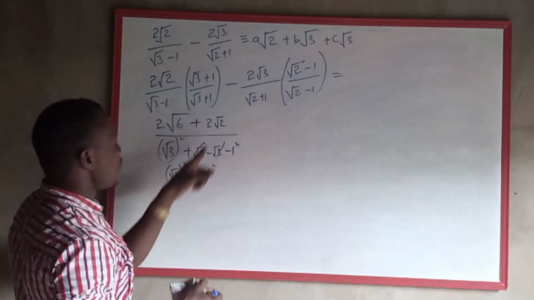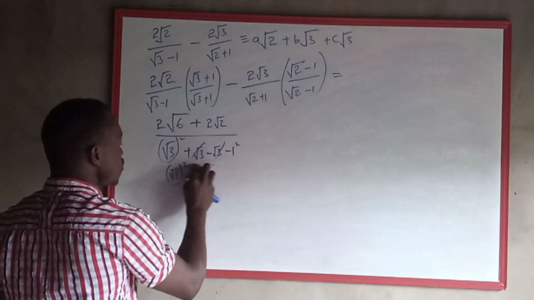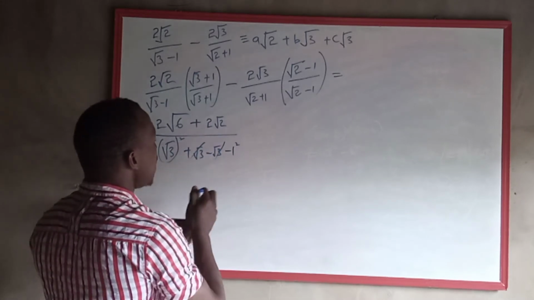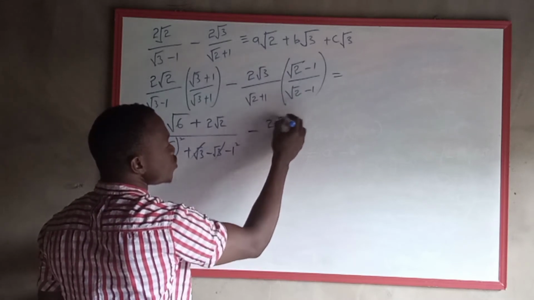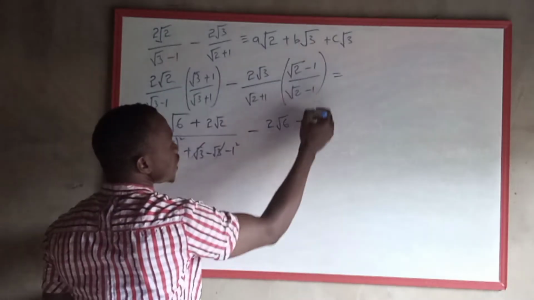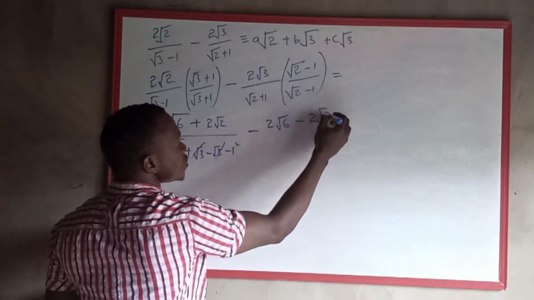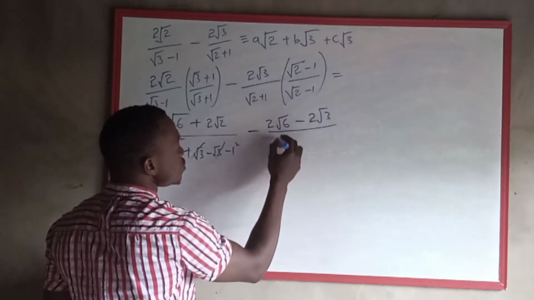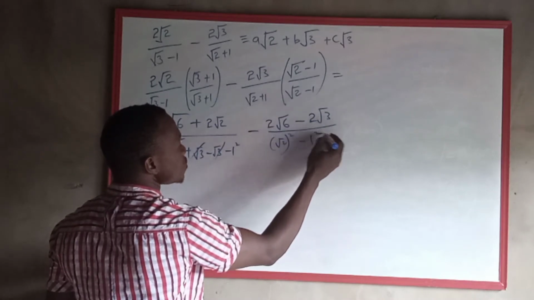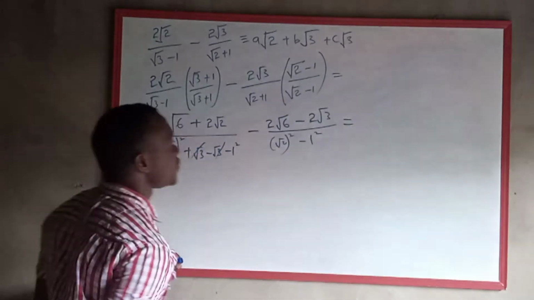Or if you want, you can open it completely to this form. So we have that as that. Then we have minus 2 root 3 times root 2, which gives us 2 root 6, yes. Minus 2 root 3 times 1 gives us 2 root 3, divided by root 2 squared minus 1 squared, is equal to whatever is on the right hand side.